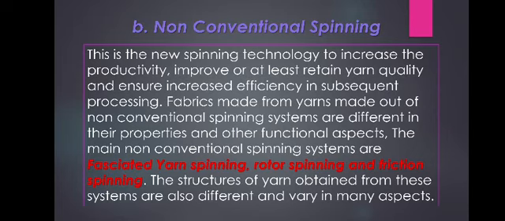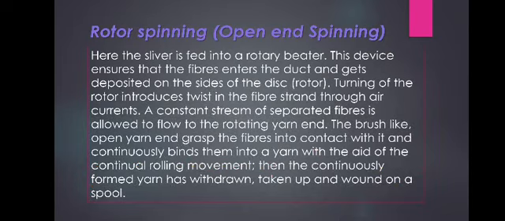The first one is the conventional spinning process, in which yarns are formed from the slivers directly by pulling out, twisting and winding on a spool. But in a non-conventional spinning method, there is no drawing out or twisting. Other methods are used to join the fibers together. First is the fasciated yarn spinning, rotor spinning process, or the open end spinning process.